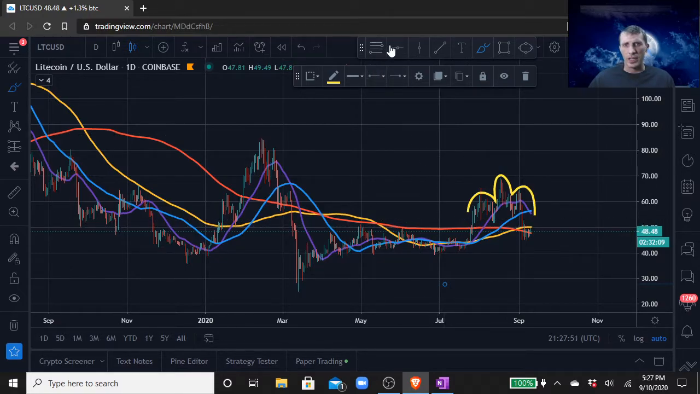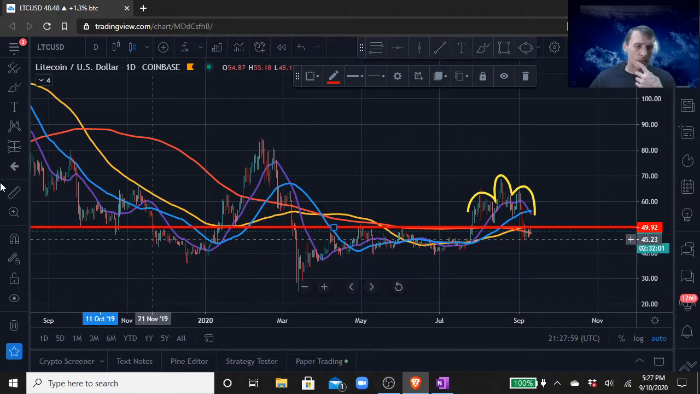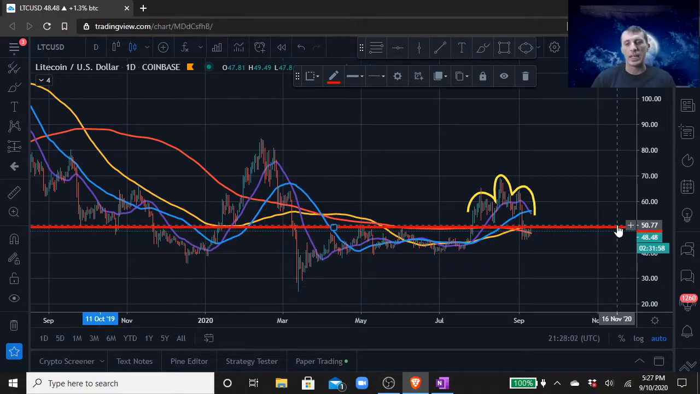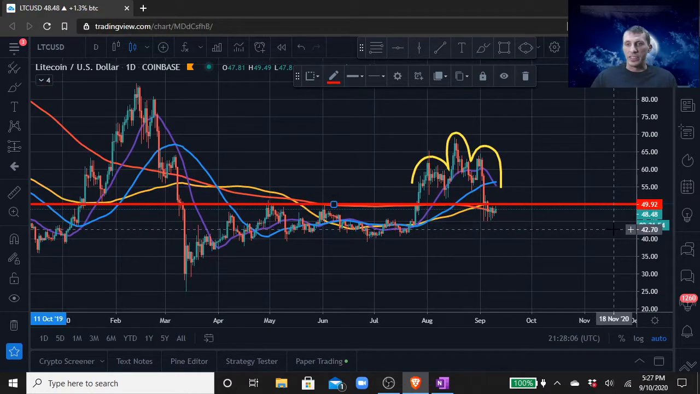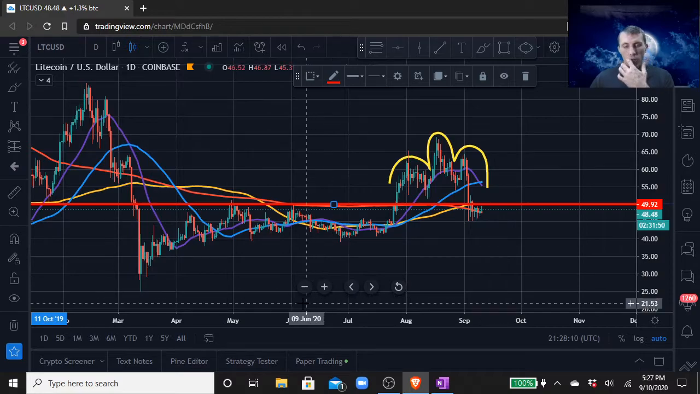If you shoot your line over, see, your old support becomes new resistance. So always be looking left on your chart, guys. If you're laying out support and resistance areas, these are going to help you and give you areas of where you can be buying, where you can be selling, where you should be taking profit.